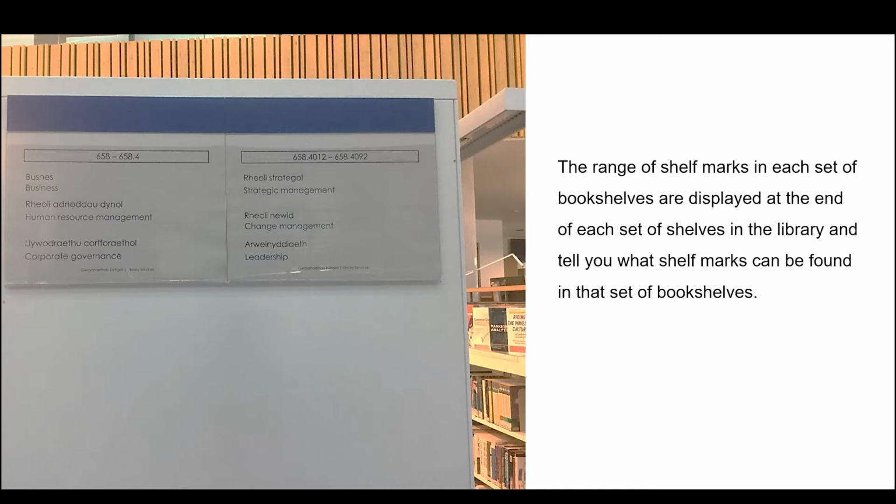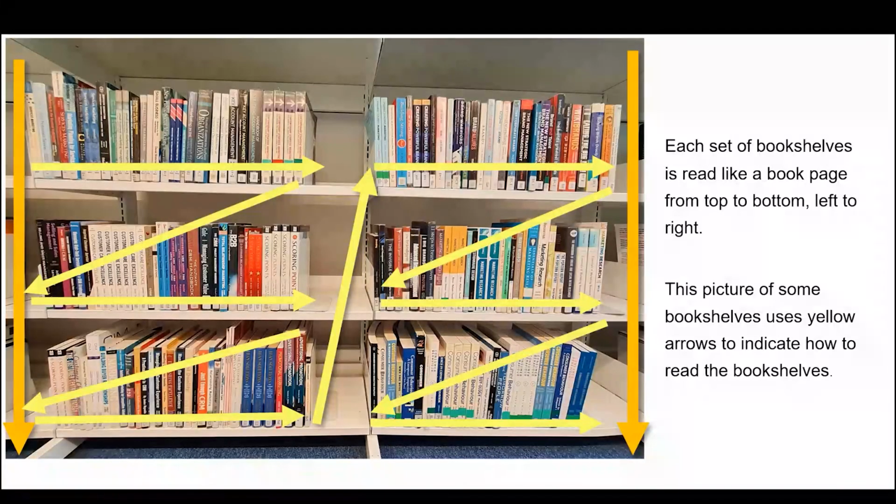The range of shelf marks in each set of bookshelves are displayed at the end of each set of shelves in the library and tell you what shelf marks can be found in that set of bookshelves. Each set of bookshelves is read like a book page from top to bottom, left to right. This picture of some bookshelves uses yellow arrows to indicate how to read the bookshelves.